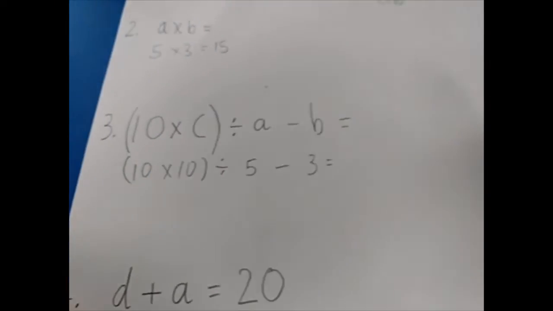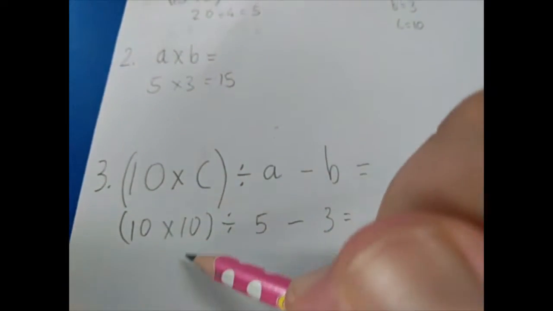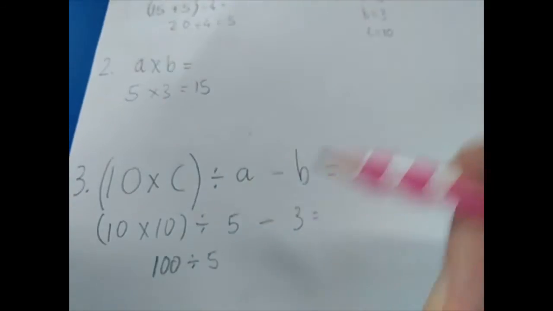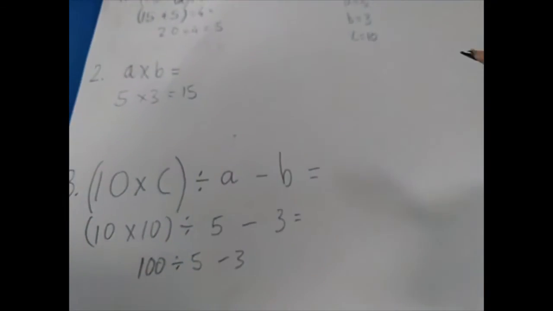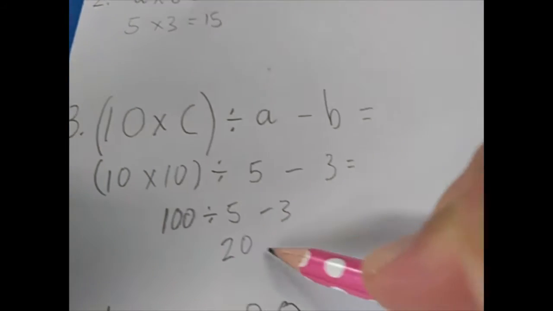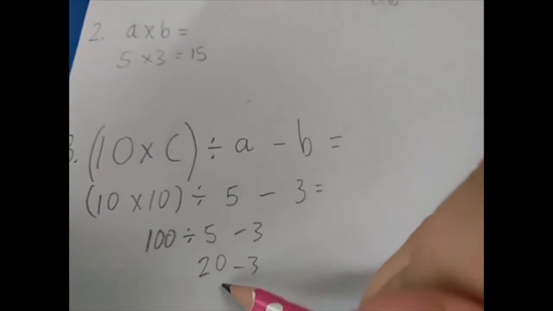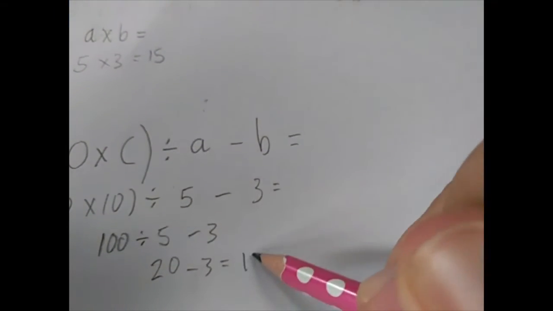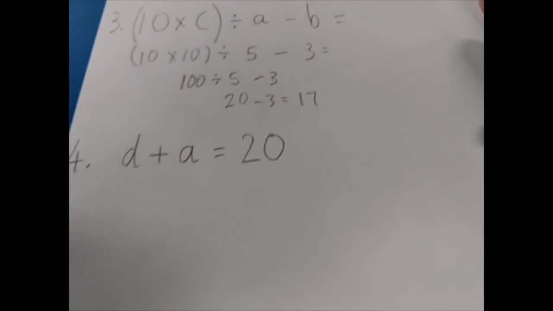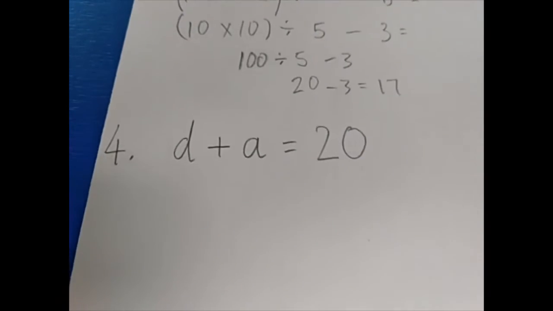Okay, now we can start solving our equation. So 10 times 10 is 100, divided by 5, minus 3. 100 divided by 5 is 20, minus 3, which equals 17. Okay, so again, we're taking our known variables and plugging them into our equation.